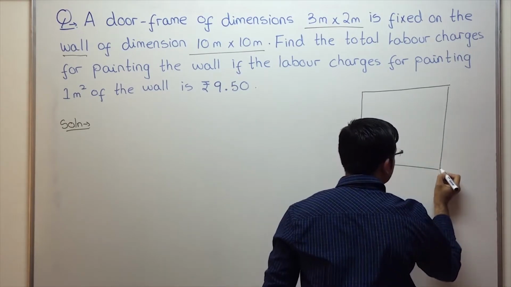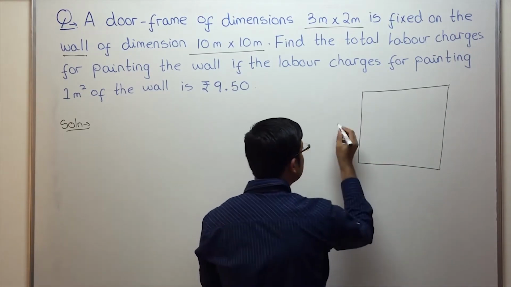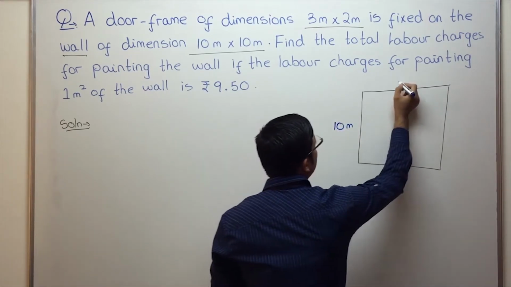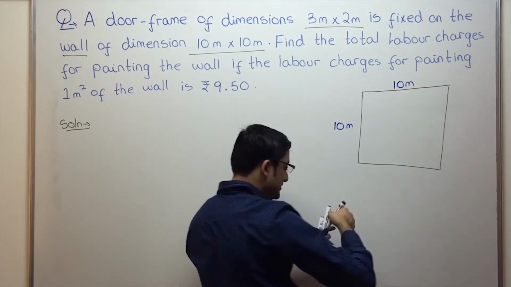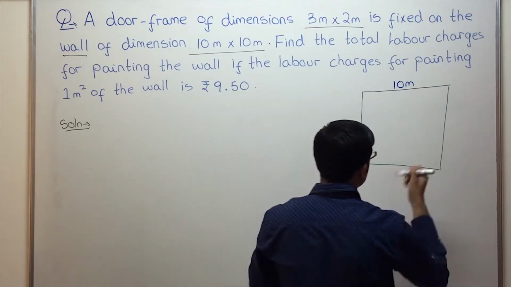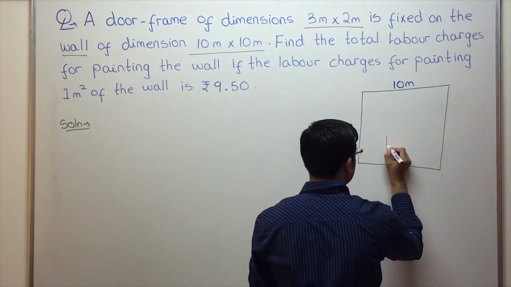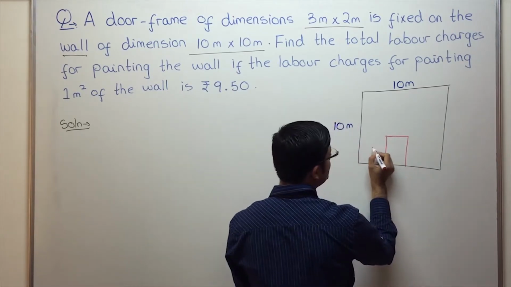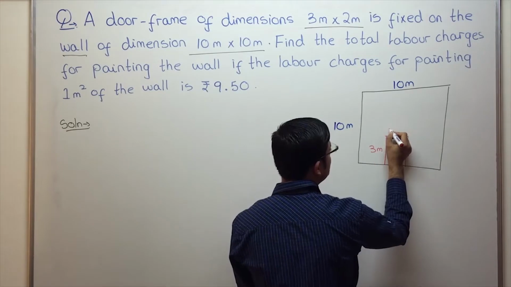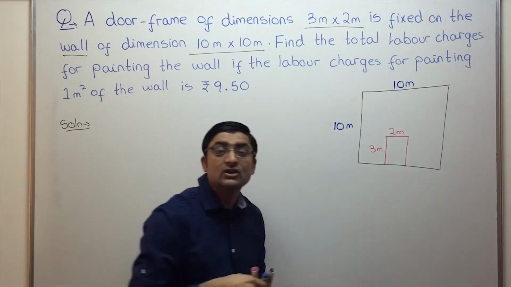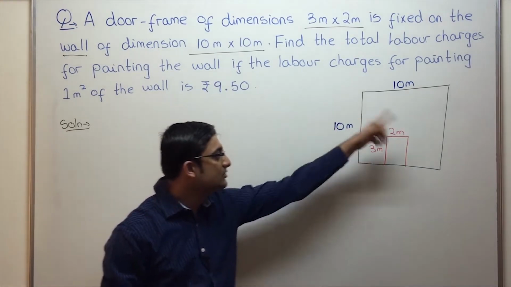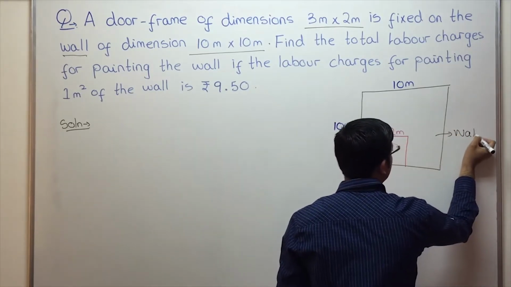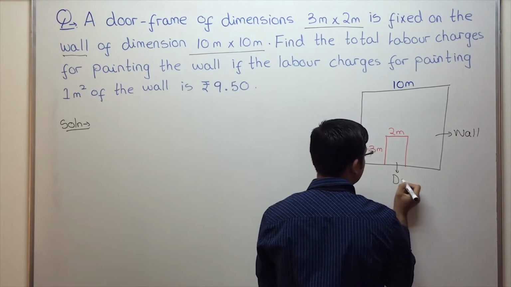So let's say this over here is our wall. What are the dimensions? It is 10 meters by 10 meters. Now there is a door, 3 meters by 2 meters. So I'll draw the door over here. So let's say this over here is the door, dimensions 3 meters by 2 meters. Right? So the first step is always draw your figure. So this over here is our wall, and this over here is our door.